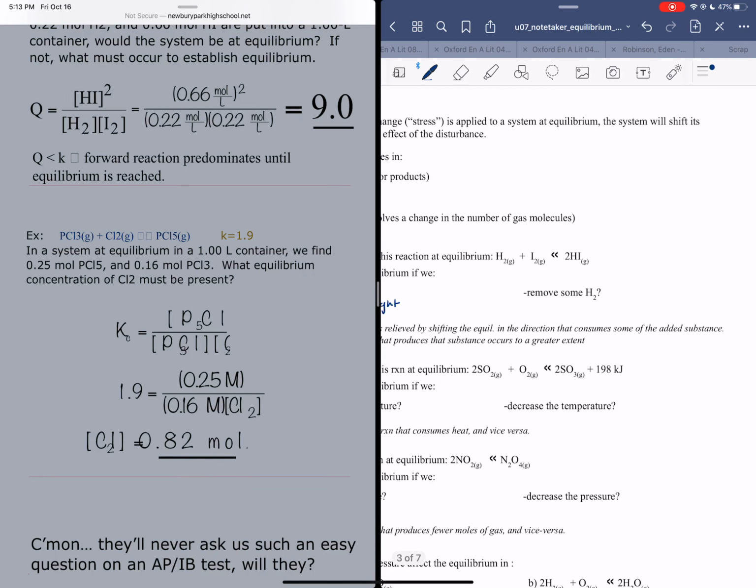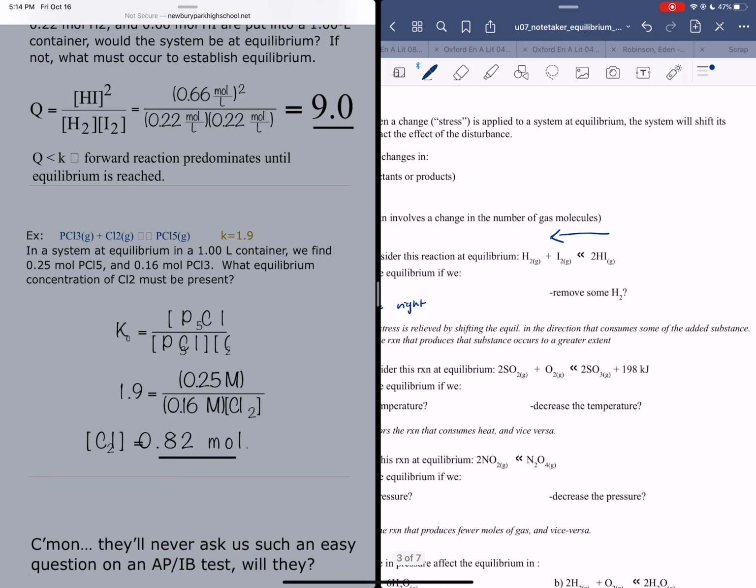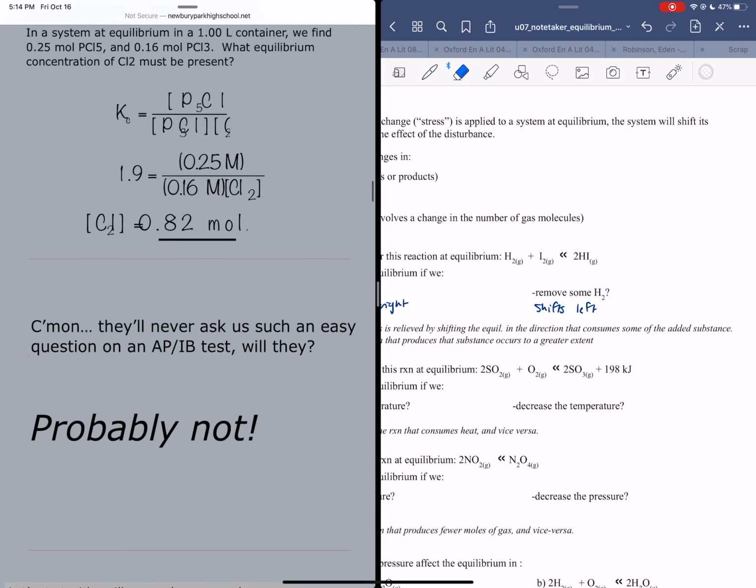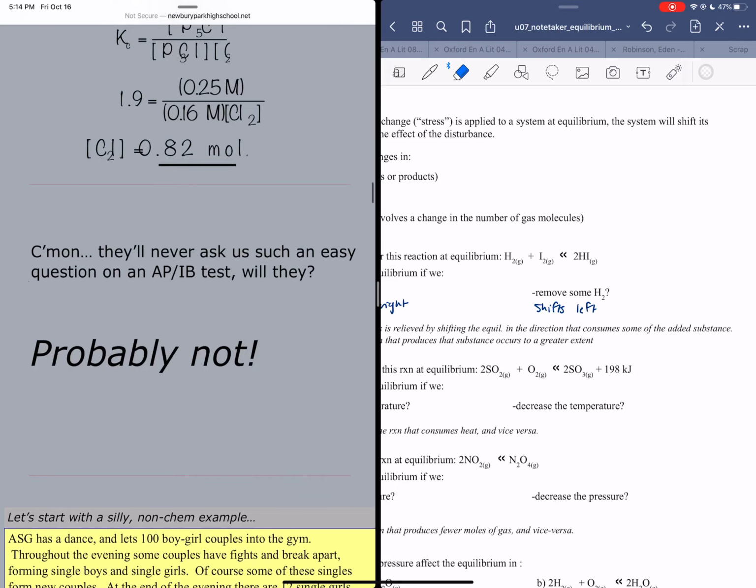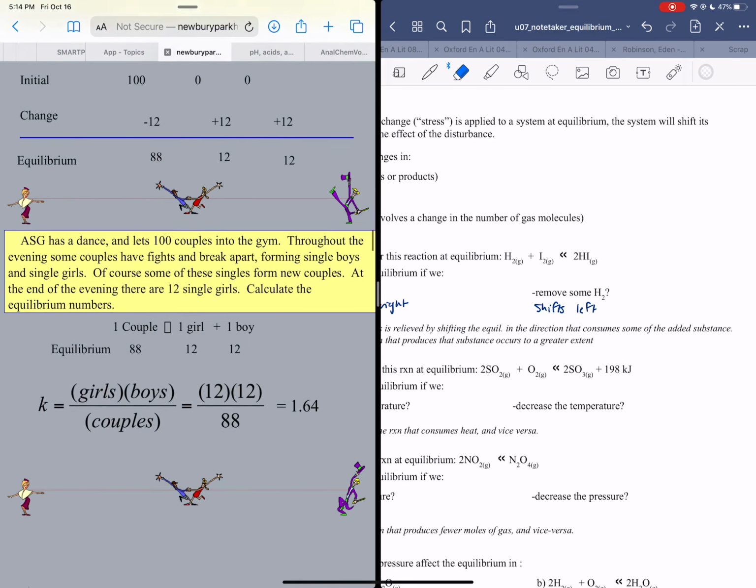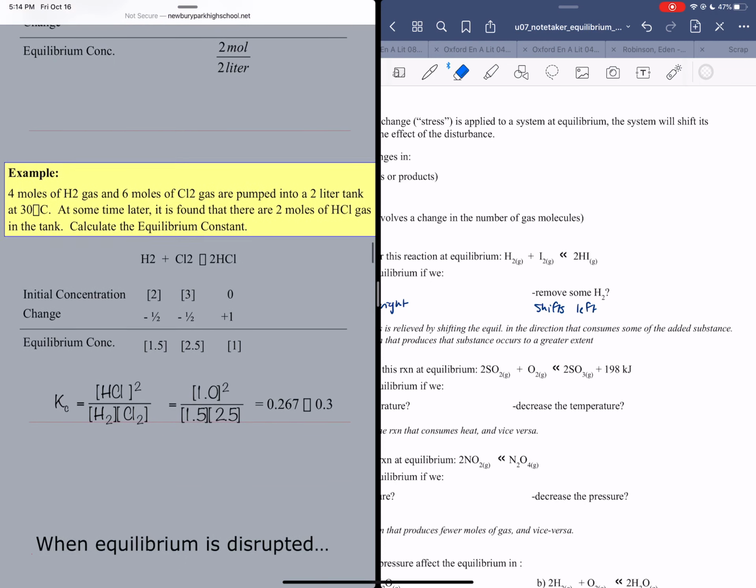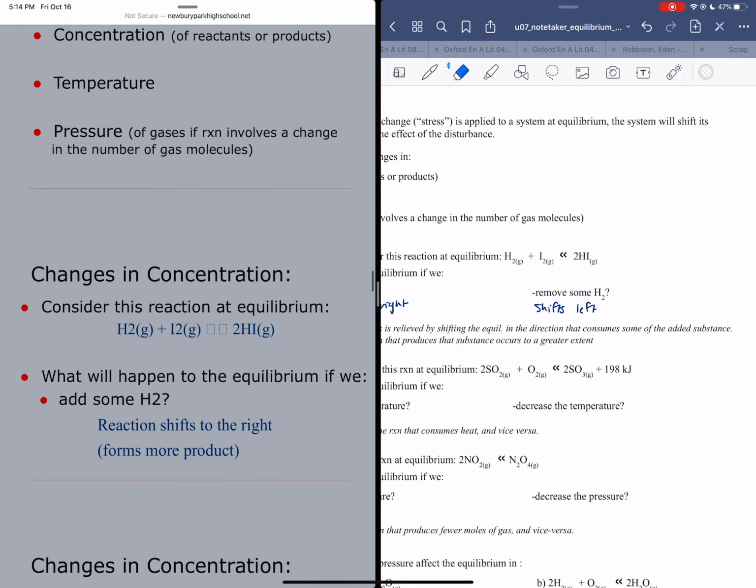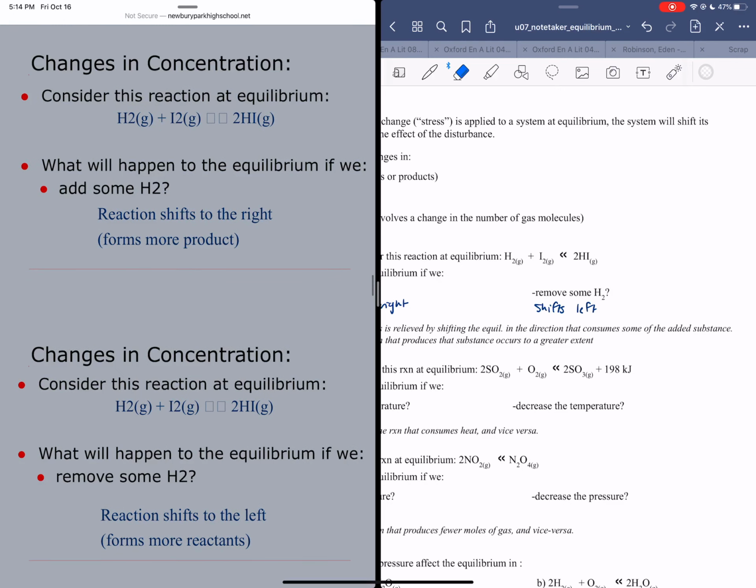What happens if we remove the H2? Oh no, we have less H2 now. What will the equilibrium want to do? It will want to reverse this. So it will decompose some of its product to replenish the lost H2. What does this mean? The equilibrium shifts to the left. And let's see if this is in agreement with the slides. Yeah, we're in agreement with the slides.